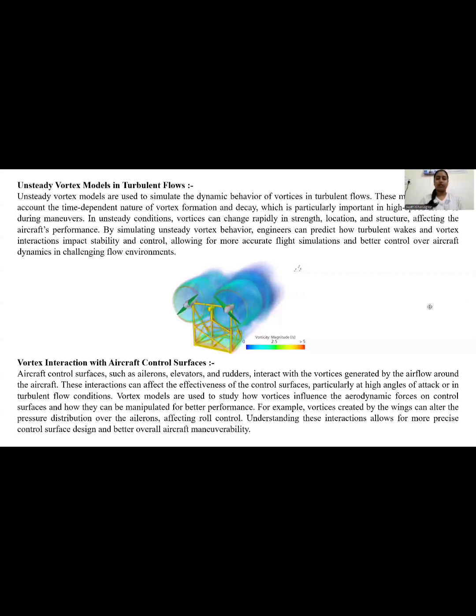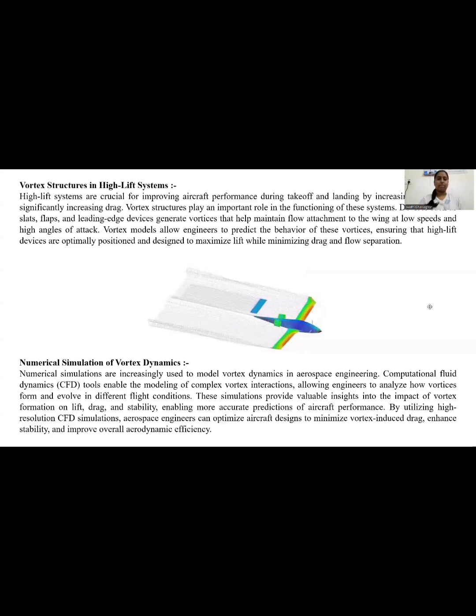For example, vortices created by the wing can alter the pressure distribution over the ailerons, affecting roll control. Understanding this interaction allows for more precise control surface design and better overall aircraft maneuverability.